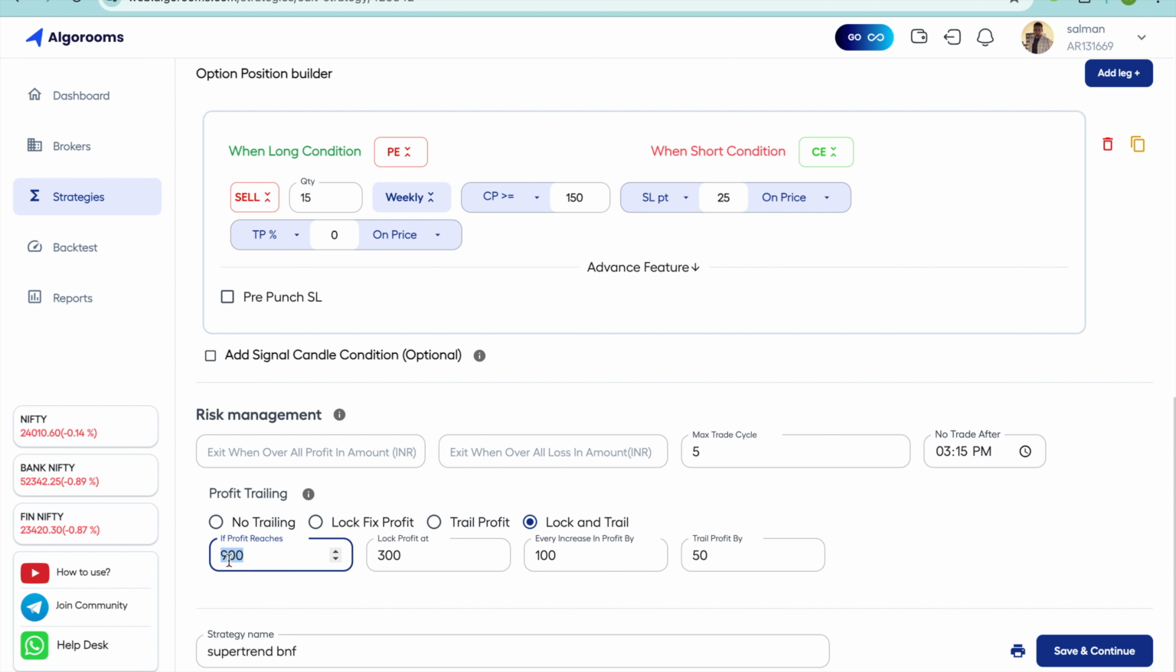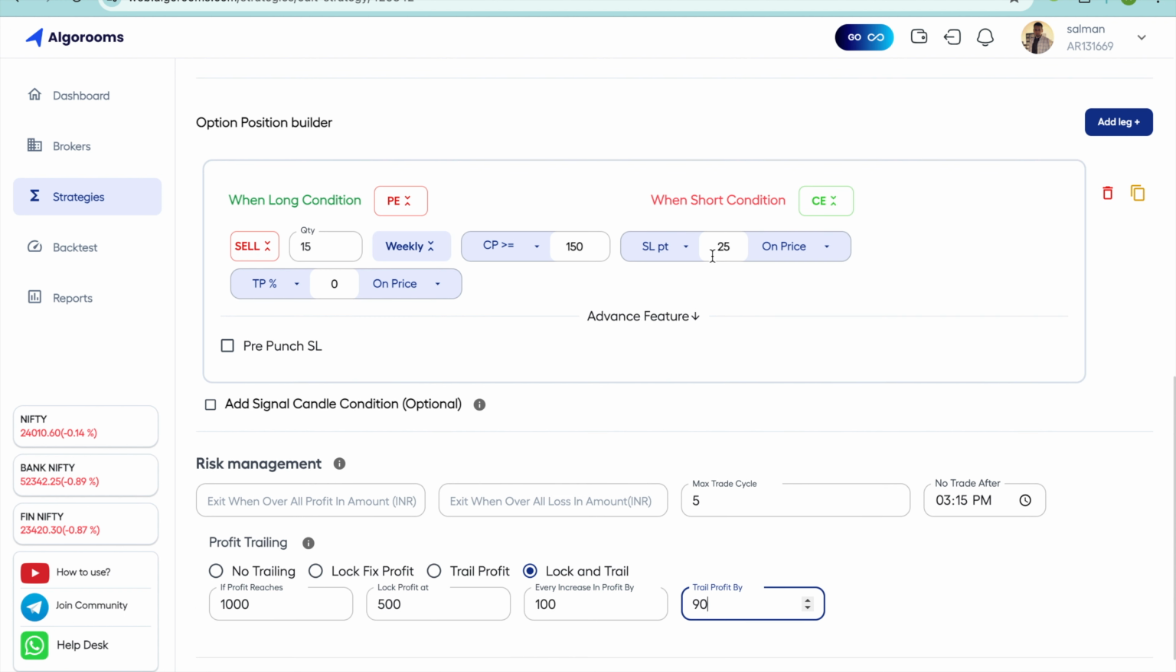Our lock profit should come probably after 1500. If profit reaches 1500, or 1000 basically, let's take it 1000. It should not come down below 500. At least we should take it, and for every 100 points we just trail the profit by 90 points. We'll give it some room of around 30 points again.